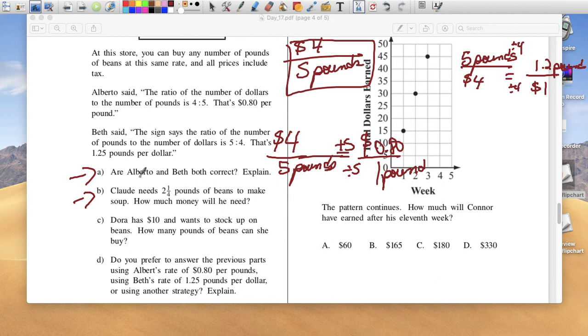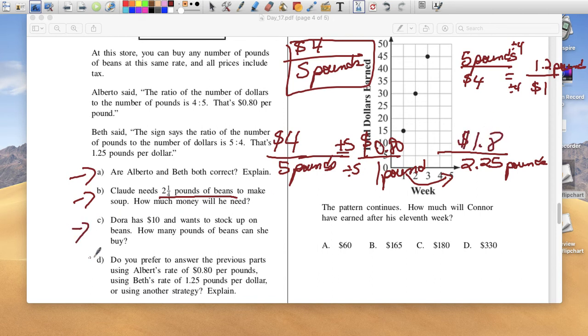And B says Claude needs 2 1/4 pounds of beans. So how much money will he need? We're talking about how much beans, right? So I would use this, the bottom one. Over here I can write 2 1/4, the same thing as 2.25. So if I had 2.25 pounds, how much would I pay? Multiply top and bottom by 2.25, and that's going to give us $1.80.